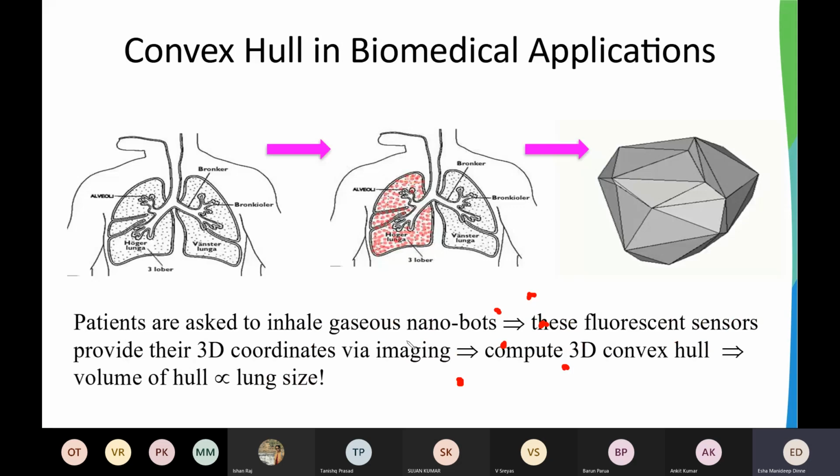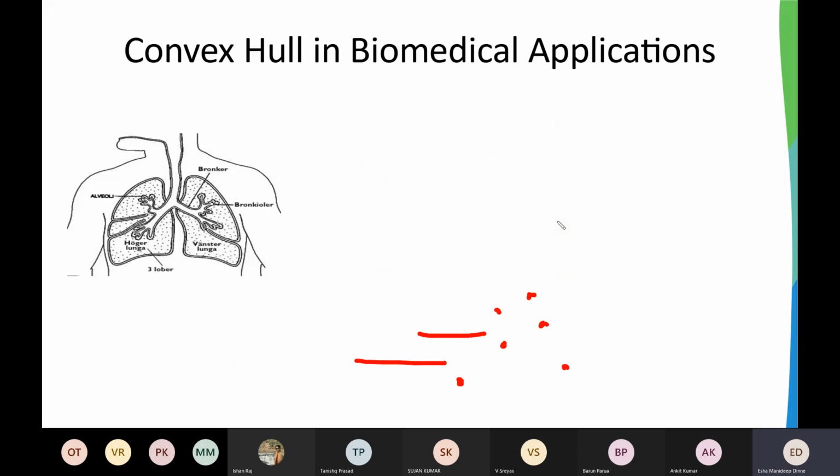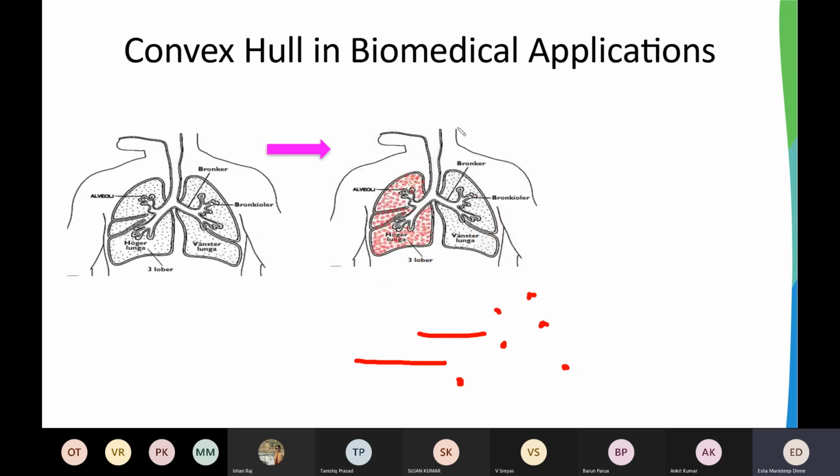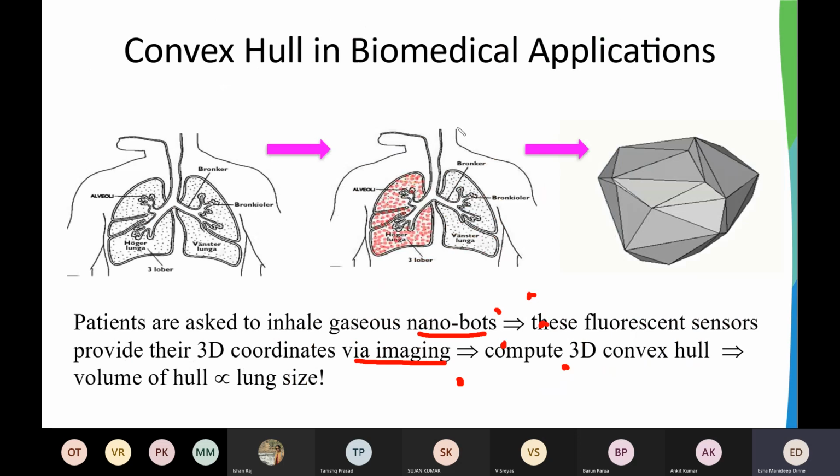Patients are asked to inhale gaseous nanopods. Fluorescent sensors provide their 3D coordinates via imaging, and we compute the 3D convex hull. What we described above is a 2D convex hull. The examples we did are all in 2D space, but we can do the same for 3D also. The definition of a convex set and of the convex hull will be the same, except that the convex hull will be 3D now. So the volume of the hull is proportional to lung size. Probably they will look at the volume of the lung, I guess.